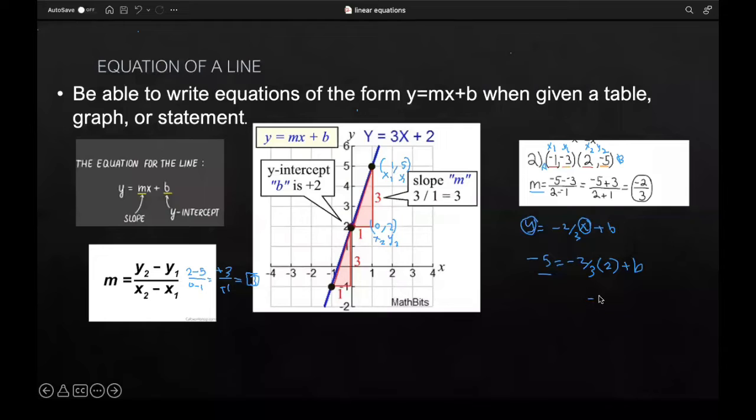You will get negative 4 over 3 plus b equals negative 5. Now to get b, you simply add this to the other side, since when we take one number from a side to another on the same equation, to the other side of the equal sign, we switch the sign, and so this becomes a plus instead of a minus. So b equals negative 5 plus 4 over 3. This will give us negative 3.67, which is in the fraction form.